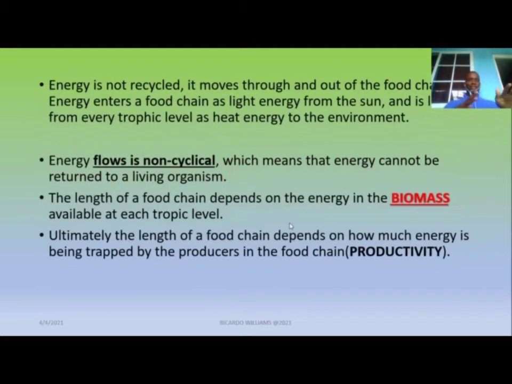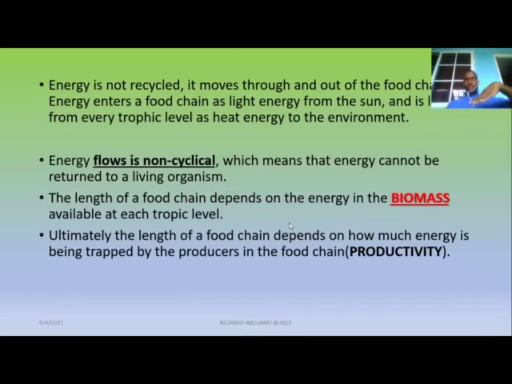Those who do physics would know that energy cannot be created nor destroyed. It's only converted from one form to the next. The same rules apply for biology. So the energy is not recycled over and over again. Once it moves through, it moves in and out of the food chains. It can come out in the form of feces and urine, or in the form of heat from respiration. Good? So that's how the energy is lost at the different trophic levels.